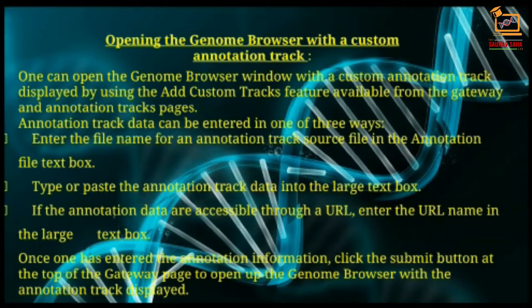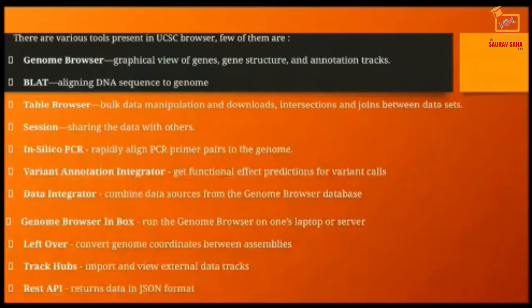Once one has entered the annotation information, the user can click on the Submit option at the top of the Gateway page to open up the Genome Browser with annotation track display. Various tools present in the UCSC include Genome Browser, BLAT, Table Browser, Session, In Silico PCR, Variant Annotation Integrator, Data Integrator, Genome Browser Inbox, Liftover, Track Hub and REST API.